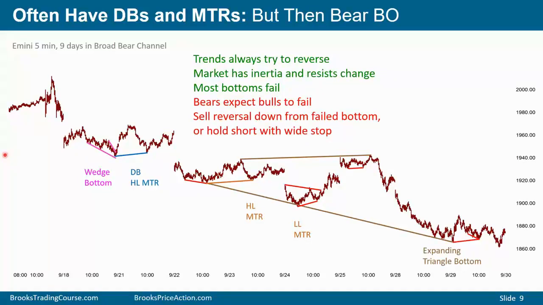The bears look for the reversals to fail, and they'll sell on a resumption of the bear trend down. They'll look for the reversal to fail and start to turn down, and they'll sell again, or they'll simply hold their short position and use a wide stop. The market's starting to reverse down. Bears will sell, betting on a resumption of the broad bear channel, which means they're betting that we'll get a new low. They're selling up here in a broad bear channel. They're betting that we'll get at least a new low.